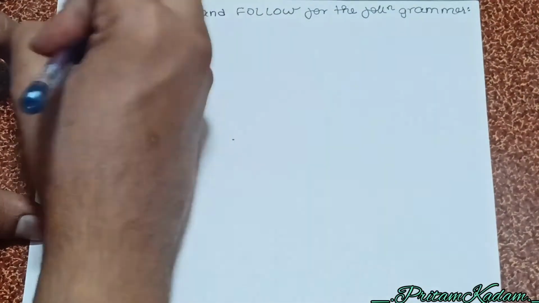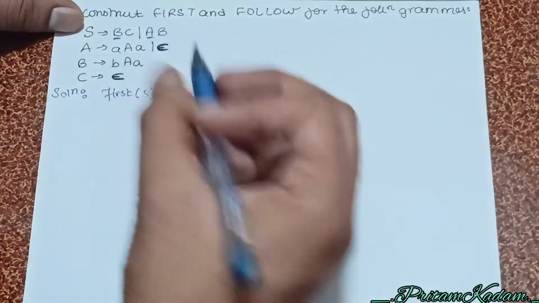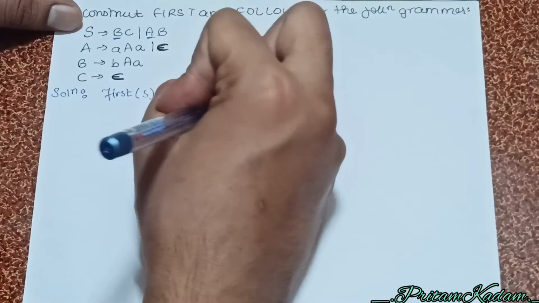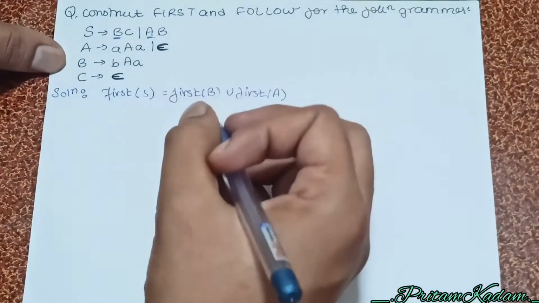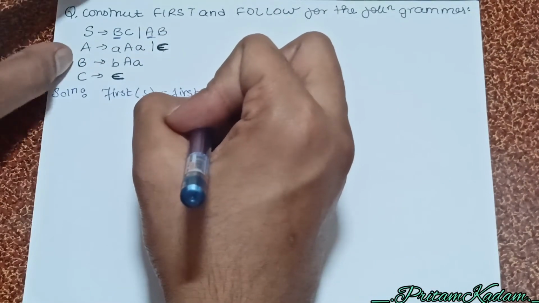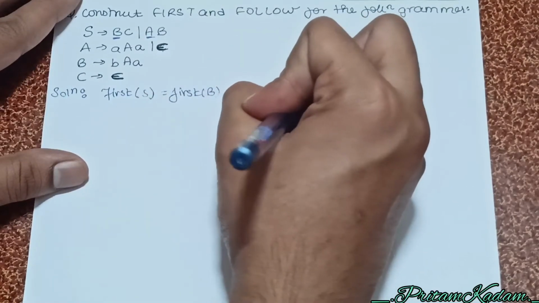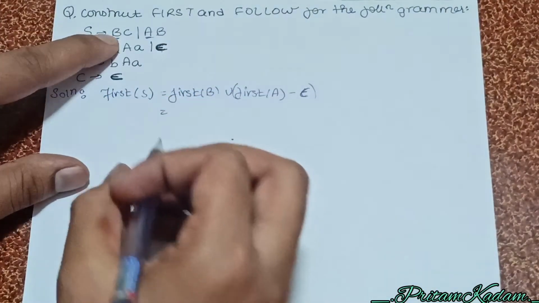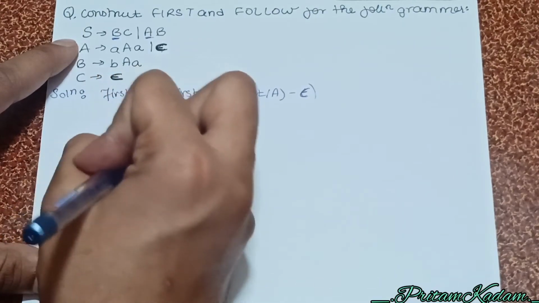So first of S will be equal to first of B union first of A minus epsilon, because we have two productions for S. So first of B union first of A minus epsilon, because A was containing epsilon in its production, so I will write minus epsilon. Okay, so let us write the first of B, which is small b itself. Let me just write that down first.